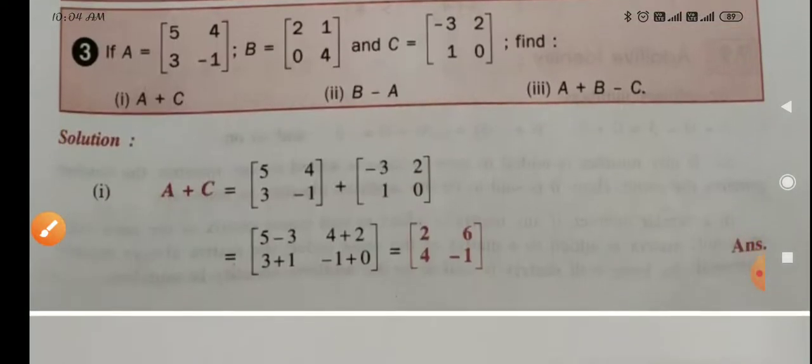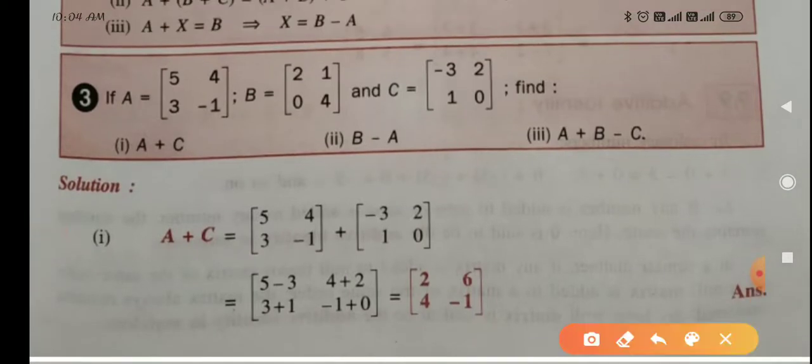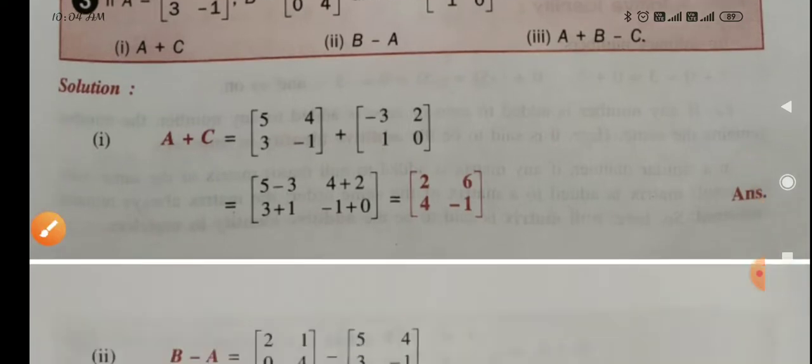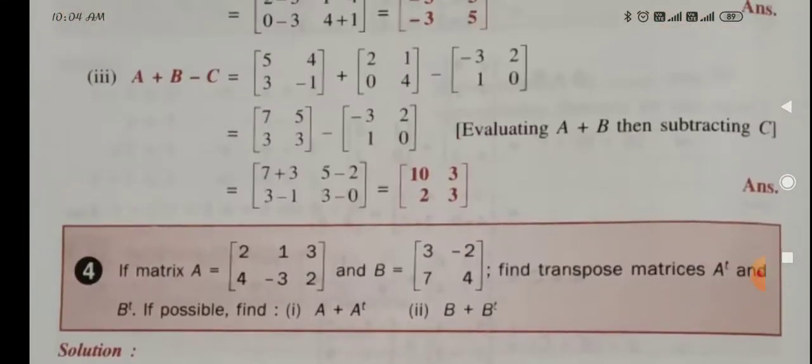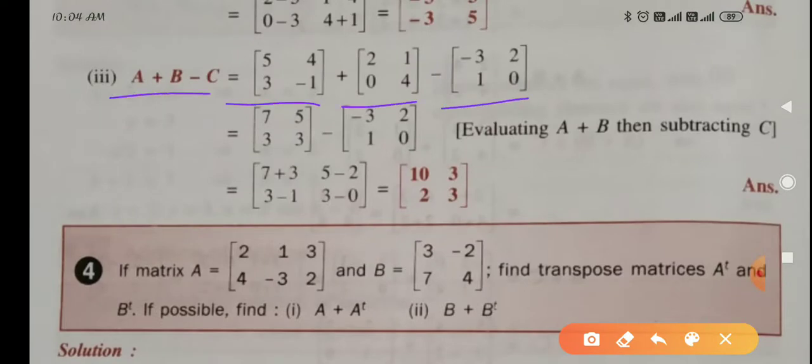Next example is coming. Here you can do this example yourself. A plus C you have to find, B minus A, plus B minus C you have to find. So here in the third part you can see only A plus B minus C. So first thing you do, A plus B, first you add these first two matrices. 5 plus 2 is 7, 4 plus 1 is 5, 3 plus 0 is 3, minus 1 plus 4 is 3. Now you subtract this matrix.